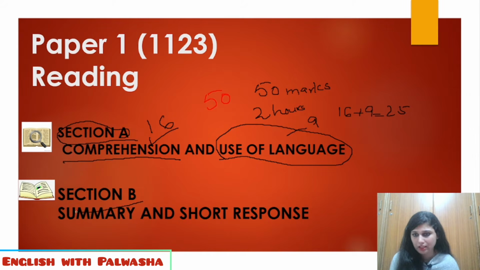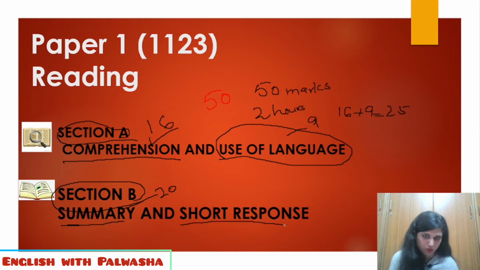Section B is again divisible into 2 questions. One is the summary question, which carries altogether 20 marks, and then come the short responses, right? Short responses again means short responses, based on the same given text, and this comprises 5 marks. So then it makes a sum of 20 plus 5, 25.